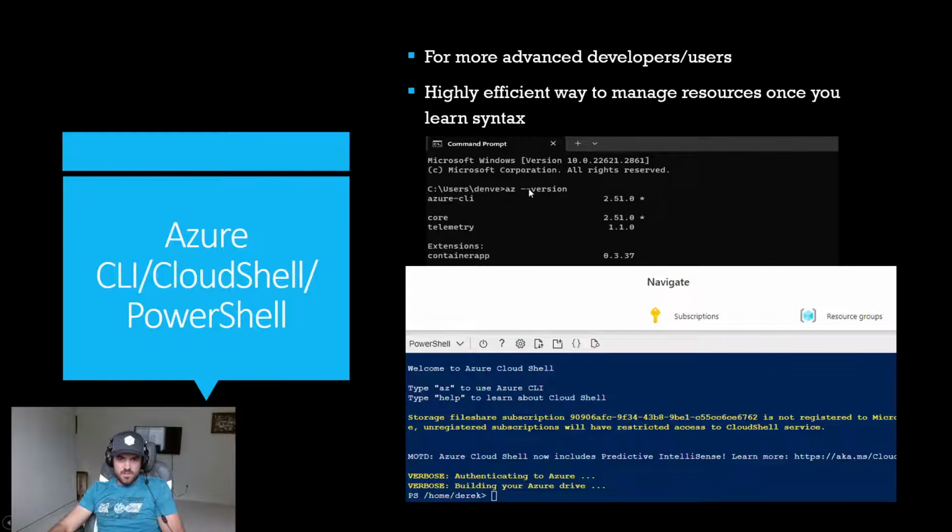You could run a command like, what's the version of my Azure CLI? There it is. And then this is a PowerShell session within the Azure Cloud Shell. So it's kind of grouped up all in one, but you can see here, it's in the Azure portal, so it's a browser-based shell.